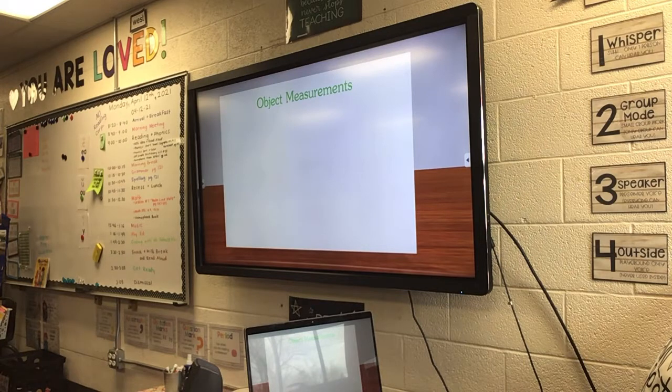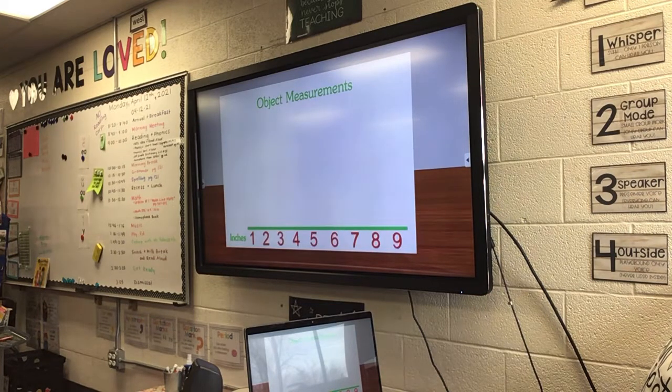Next thing we need when doing line plots is a straight line. All of our information we collected was measured in inches. So here to the side, we will put inches. Okay, here we have the numbers from 1 to 9 listed, so we can show our data.